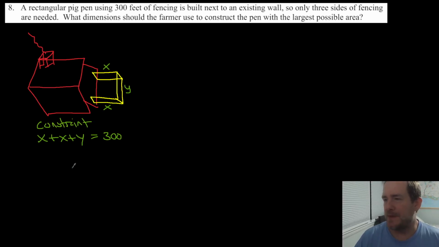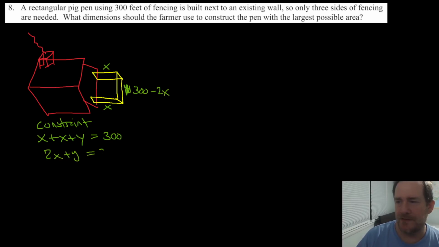And maybe it dawns on you, and maybe you never even wrote the y. Maybe it's clear that if I have 300 feet, then this dimension has to be whatever's left over when I'm done using these two x's. This dimension's going to be 300 minus 2x. And that bears out: x plus x is 2x. So if we were going to actually use a constraint equation, we'd be solving for y, and it would prove to be 300 minus 2x.